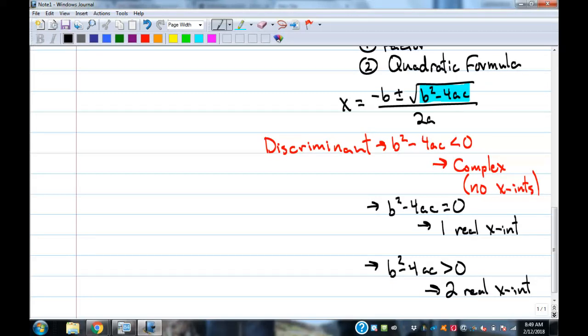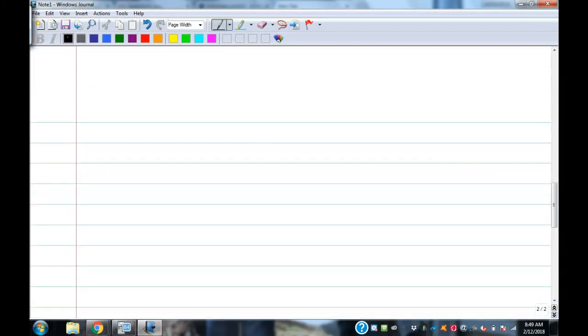Okay, so all review stuff you've known for a couple of years now, hopefully. Let's look at a problem. Example A. F of x equals x squared plus 7x plus 12. Standard form.